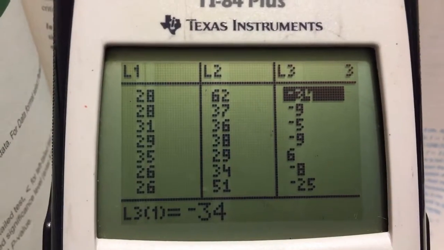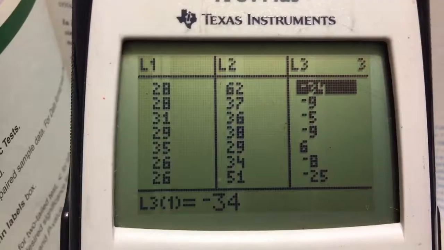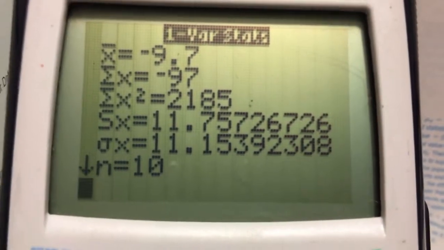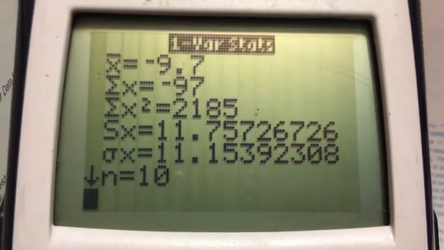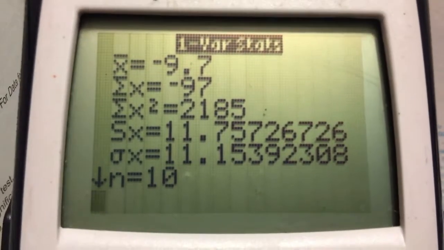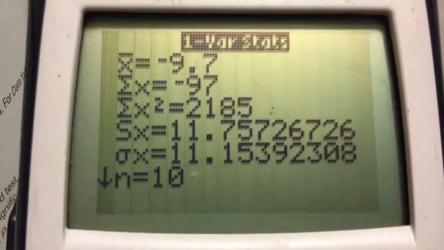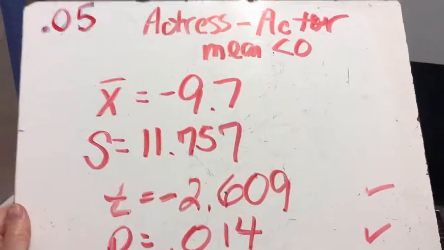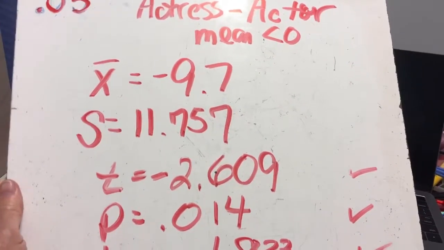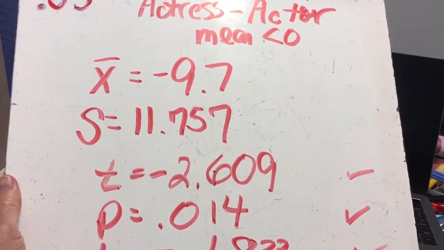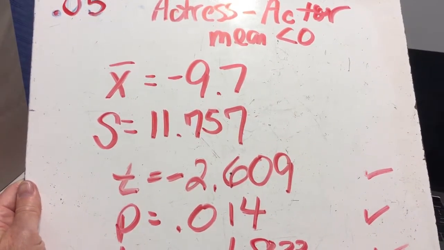Now I'm going to run a one variable stats on L3, and this is what I get when I do so. So I have my X bar, which is negative 9.7, and I have my S of the difference, which is 11.757. Okay, so we had our X bar and our S from our calculator. We did our one variable stats and got that.